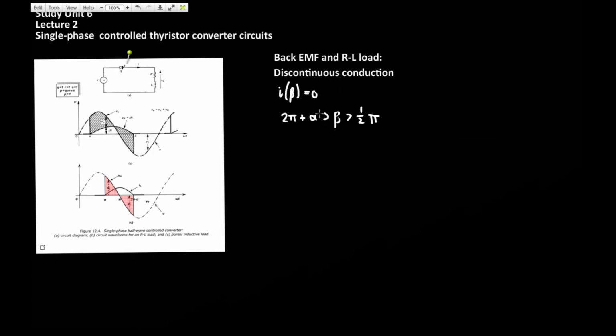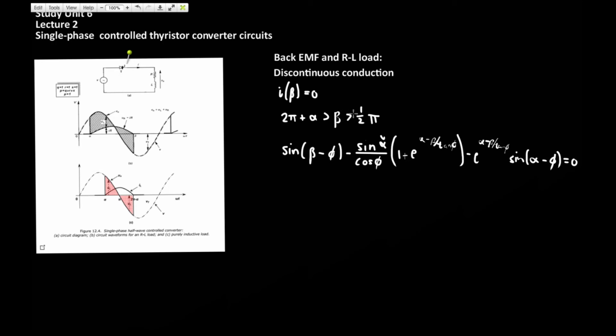For discontinuous conduction, the term discontinuous conduction implies that the output current falls to 0, and this can be done by solving for beta when I of beta is equal to 0. The other boundary condition for the solution requires that 2 pi plus alpha be larger than beta, but beta must also be larger than pi over 2. This boundary condition here basically just constrains the extinction angle beta to the second half of the cycle over here. With these boundary conditions in place, beta can be solved for iteratively through application of this equation here.